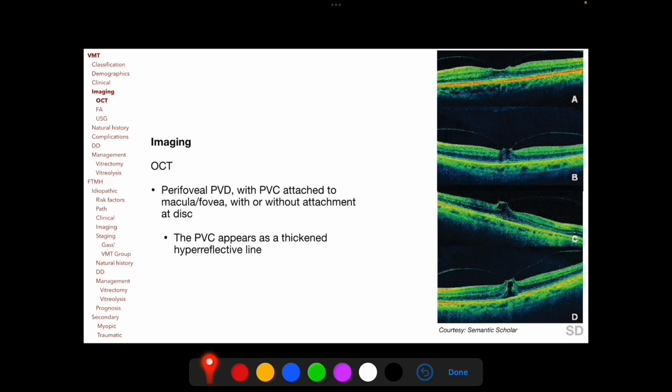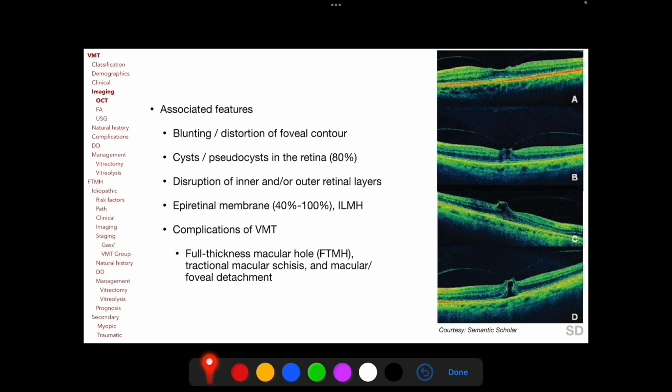As we have mentioned, OCT in eyes with VMT shows perifoveal posterior vitreous detachment with persistent attachment of the posterior vitreous cortex to the center of the macula, and the detached posterior vitreous cortex in the perifoveal area appears as a thickened hyperreflective line.